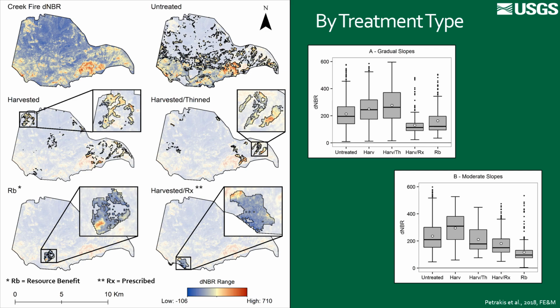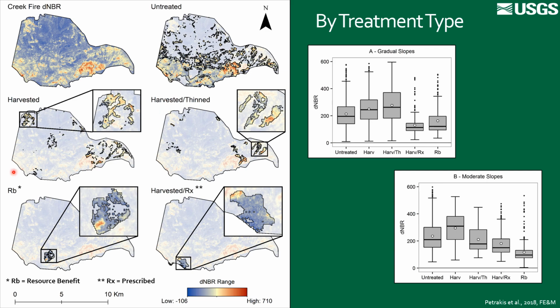So when looking at burn severity by treatment type, we see some interesting patterns. In this map, red represents higher fire severity, so in the map on the left. For the mechanically based treatments, harvested and harvested thinned here in the middle, we have more red, or higher fire severity. More yellows occurred within these areas.